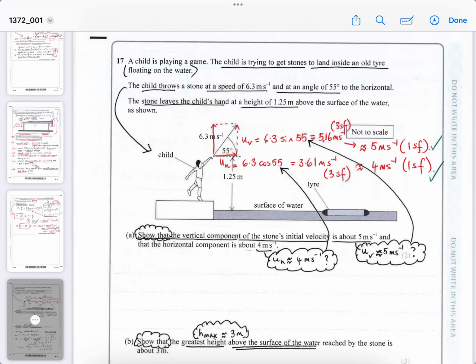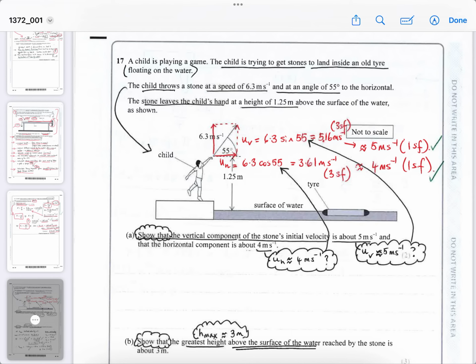The child is playing a game. The child is trying to get stones to land inside an old tire floating on the water, and you can see that in the diagram. So they're given the initial height: the child is standing, his hand where he's throwing it, launching the stones, is already 1.25 meters above the surface of the water. So you've already got an initial height, yeah? And the child throws a stone at a speed of 6.3 meters per second at the angle shown of 55 degrees to the horizontal.